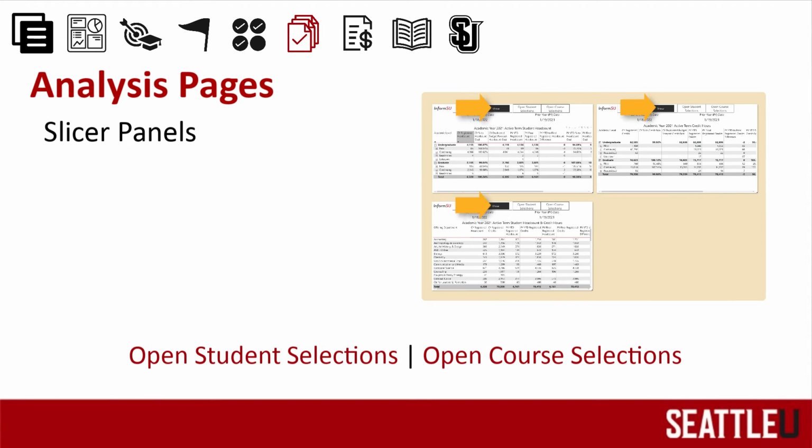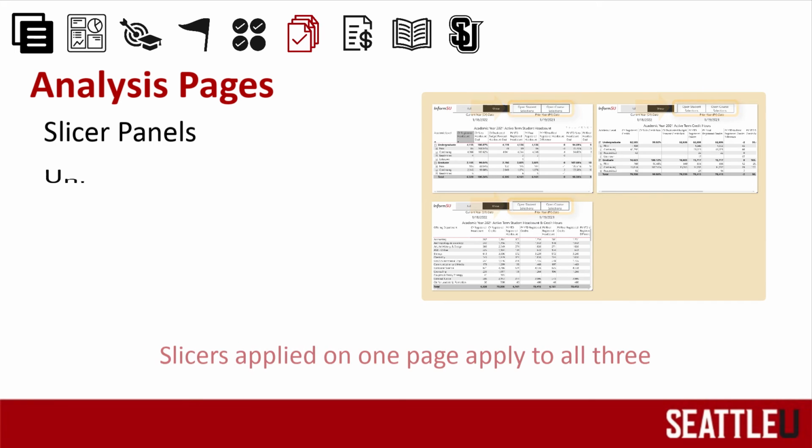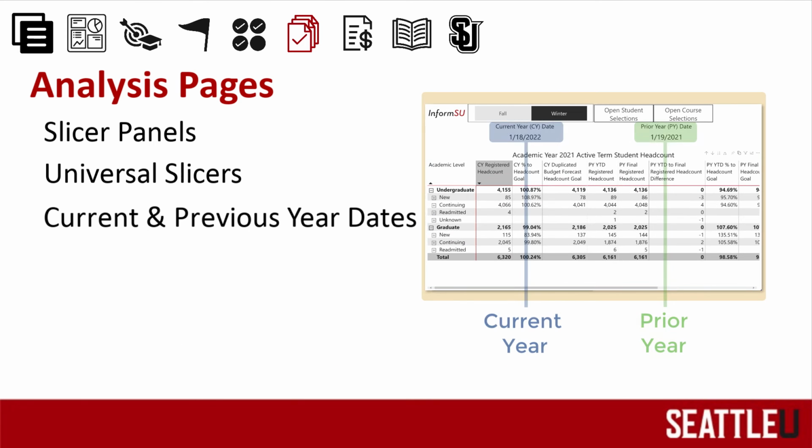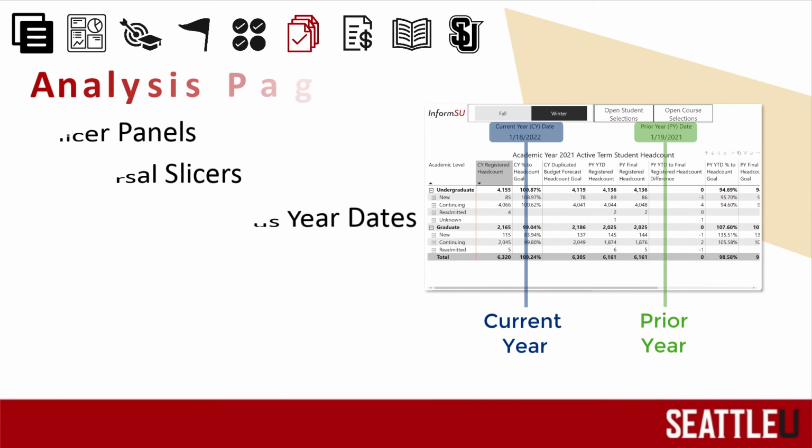Slicers on this page are grouped under the Open Student Selections and Open Course Selections panels. Click on either to open and apply slicers. Slicers on either page apply across all 3 pages. The current and prior year dates are included above the matrix visual to make clear what date these data are as of, since the previous year year-to-date is relative to the start of the term.